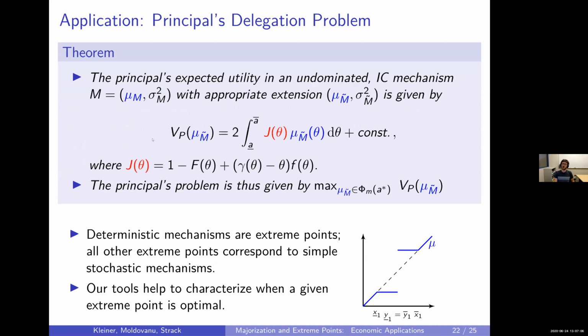And moreover, if the principal has quadratic utility as well, then you can actually write his utility as a function that depends only on the mean action rule. The variance cancels out, and this will be a linear function of the mean action rule. So it will be the integral of some form of virtual valuation times the mean action rule.